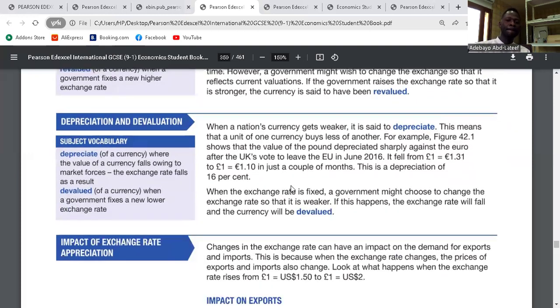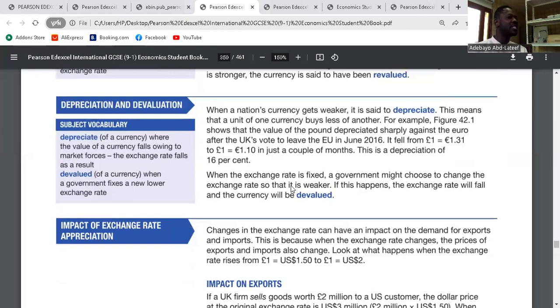We move on. Then we have depreciation and devaluation. Depreciation means the value of the local currency is falling against the foreign currency. That means more of the local currency will buy less of the foreign currency, or less of the foreign currency will buy more of the local currency.